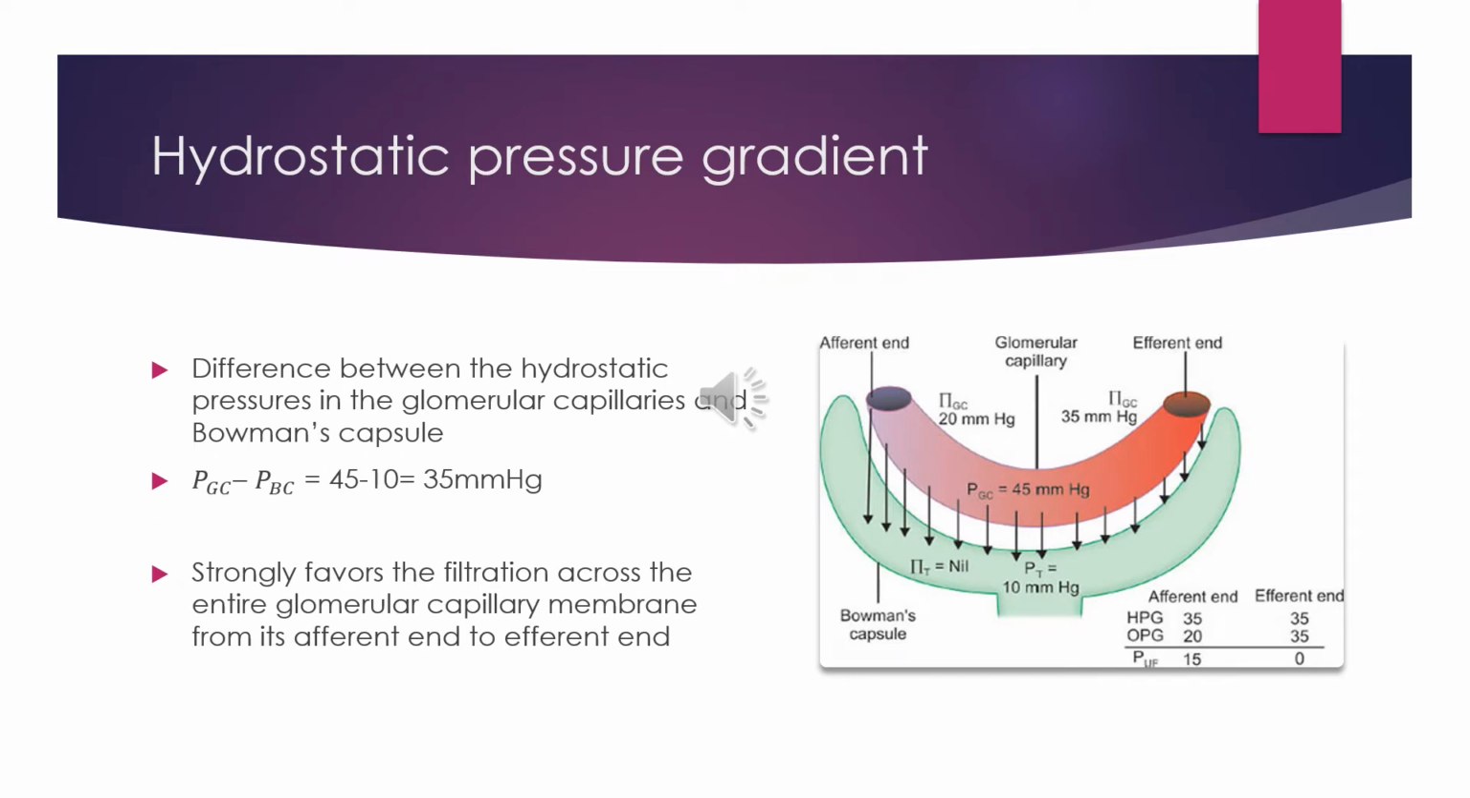Now the hydrostatic pressure gradient. So it is the difference between the hydrostatic pressures in the glomerular capillaries and Bowman's capsule, which is about 35 millimeters of mercury. Okay, so we can see that this 35 millimeters of mercury will be acting outwards the glomerular capillary. That means it strongly favors the filtration across the entire glomerular capillary membrane, that is from afferent arteriolar end to the efferent arteriolar end.